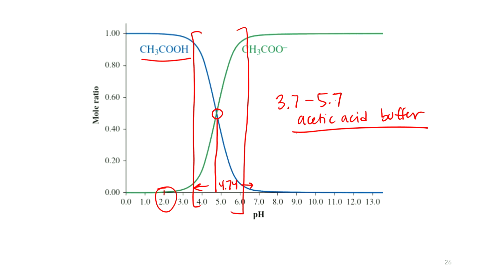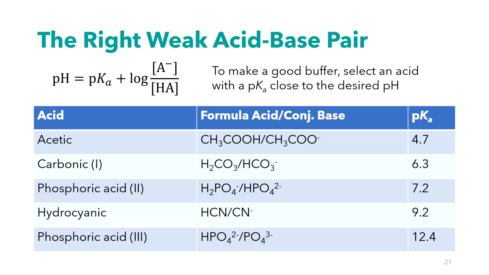So again, I can't use this really for biological systems. So I'd go back and look at my acids and say, which one works? Which one's around 7? And I'd say, hey, carbonic and phosphoric acid, those are options because they have pKa's near my desired pH. All right? So that's range. We will pick up there on Thursday.